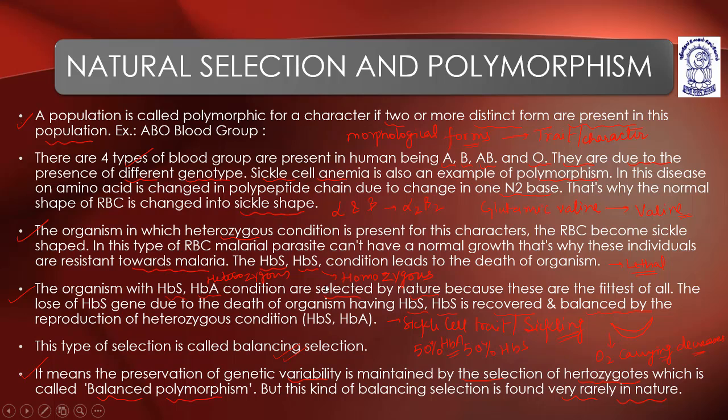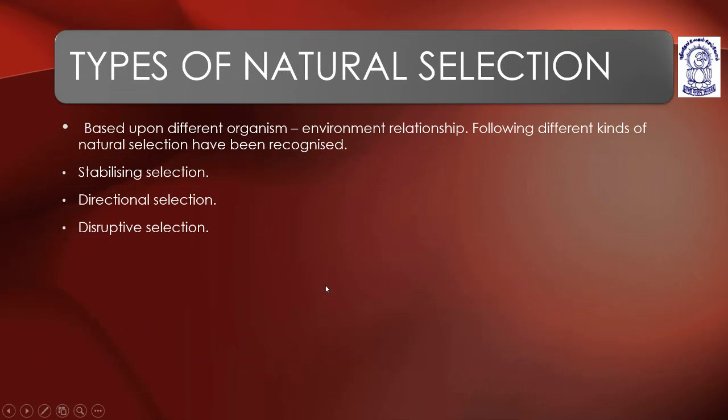Now we are going to discuss the types of natural selection. Based upon different organism and environment relationships, these three different types of natural selection have been recognized: stabilizing selection, directional selection, and disruptive selection.